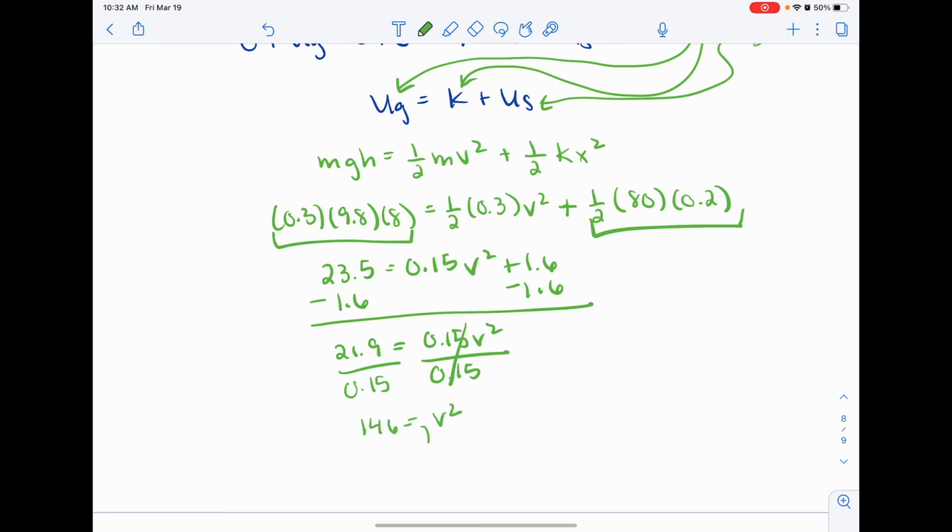And our last step here is to take the square root. And I get square root of 146 gives me a velocity of 12 meters per second. And that is my final answer.